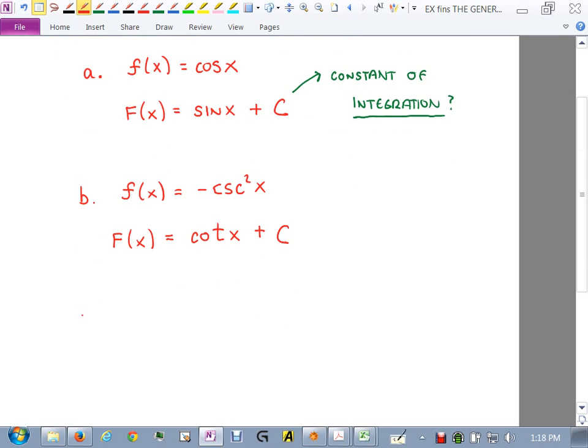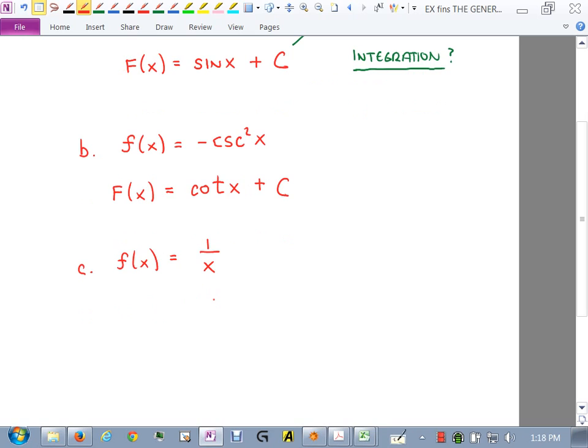All right, let's try another one. Little f of x is 1 over x. Natural log, ln x. That's what you said, right? Plus c. Why? Because the derivative of the natural log of x is 1 over x. Again, relying heavily on your knowledge of derivatives. You have to know that to be able to go backwards like that.